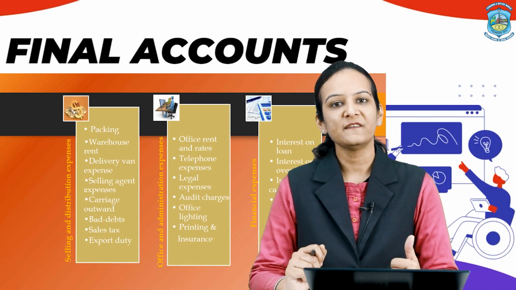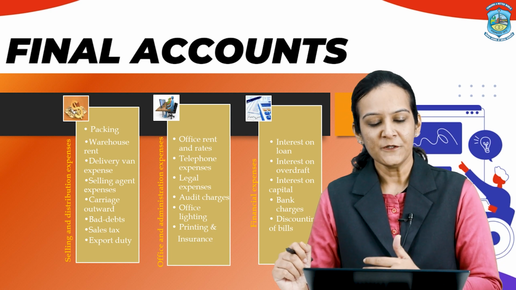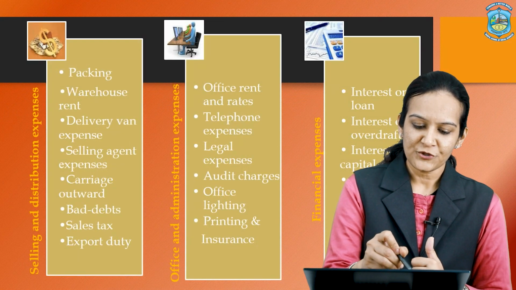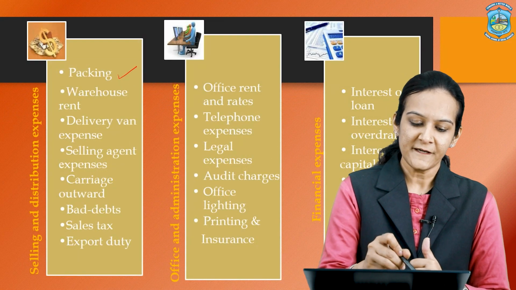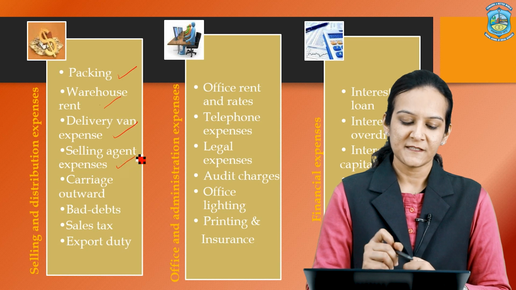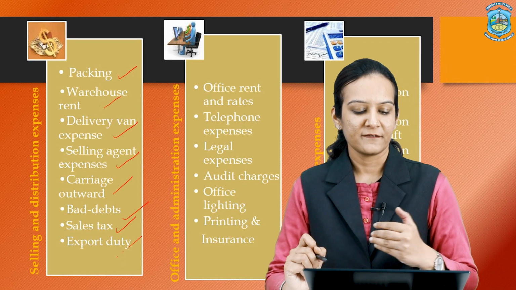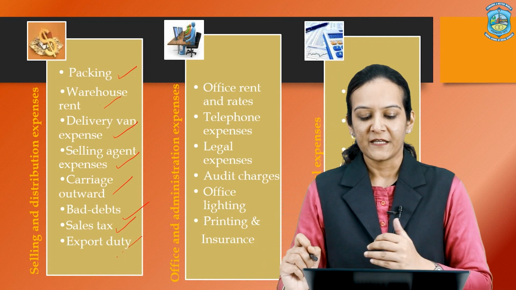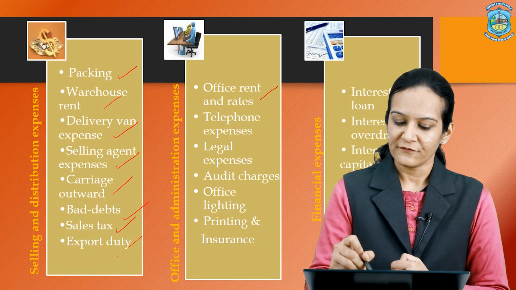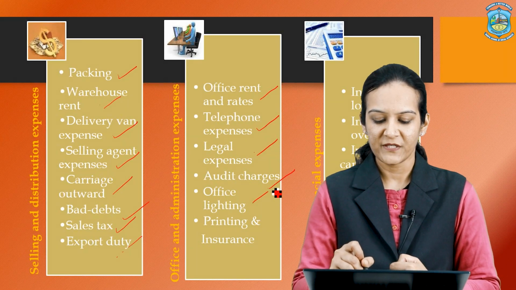Now, here are a few examples of indirect expenses that you will find under profit and loss account. A few examples we have discussed. There are a few more examples. Under selling and distribution expenses, you will have packaging expenses, warehouse rent, delivery van expenses. Then you have selling agent expenses, carriage outward, bad debts, sales tax, export duty, all are a part of selling and distribution expenses. Then office and administration expenses comprise of office rent and rates, telephone expenses, legal expenses, audit charges, office lighting, printing and insurance.